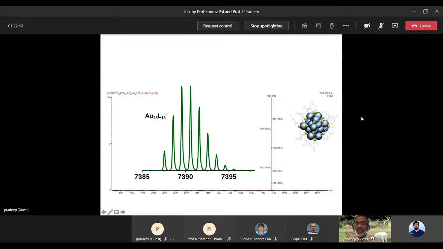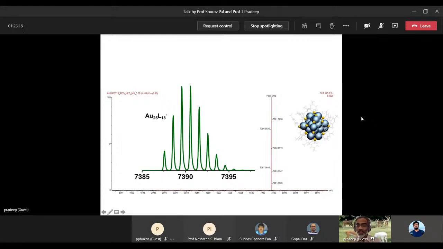And you see that 7390.5718 is the major feature that you see. There are several other features. All these features are due to the isotopic resolution in this cluster system. And that is a crystal structure of this entity. I will come to that in a minute. So here is that expansion of this particular mass peak, 7390.5718. And there are other peaks.